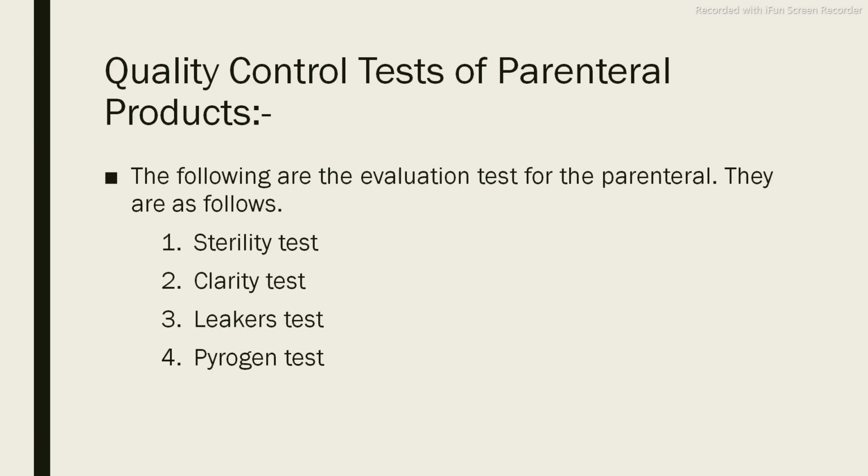And last one is the pyrogen test. So what are the pyrogens? These are the metabolic products of the microorganisms. If there is any presence of pyrogen, and pyrogen-containing preparations are injected to any patient, there may be a rise in body temperature of the patient, or the patient may suffer from body pain. So that's why we have to check the final product for these four quality control tests, that is sterility, clarity, leakers, and the pyrogen test. So let us discuss one by one.